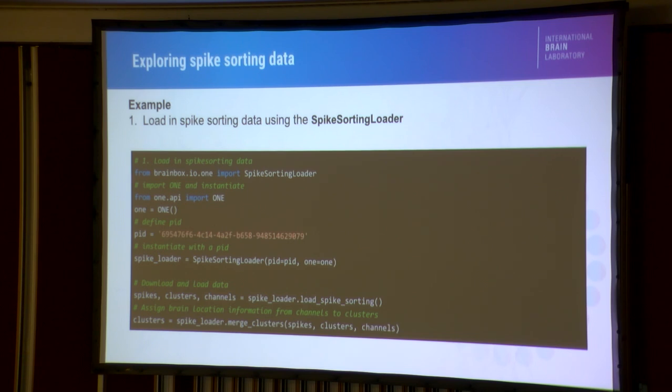And then what you have to do is use this merge clusters function, and what this does is that it brings the information that is contained notably in the channels dataset back into the clusters. So for example, the channels dataset will tell you for each channel on the probe in what region it was. So if you want to then know what cluster was in which brain region, we have this merge clusters function that basically aggregates this data for you and puts it back into the clusters object.